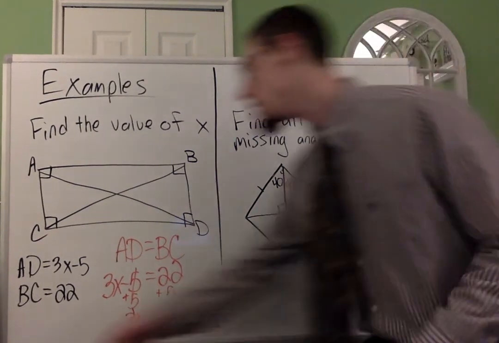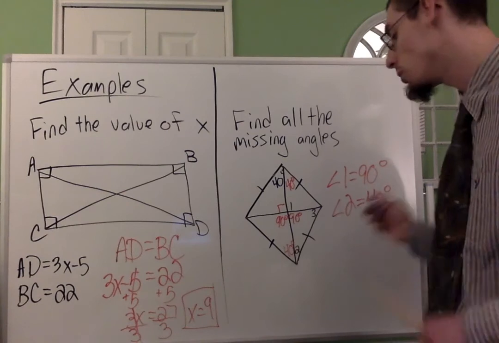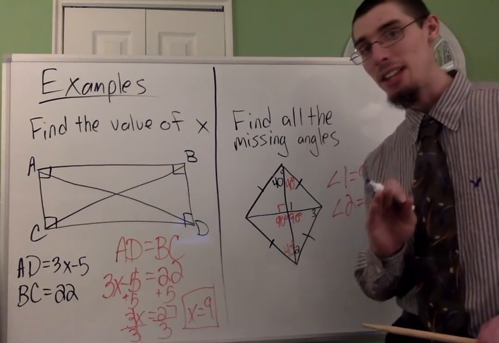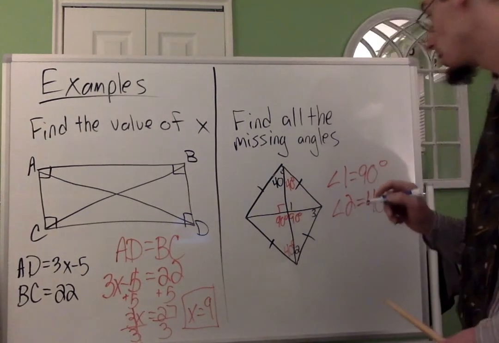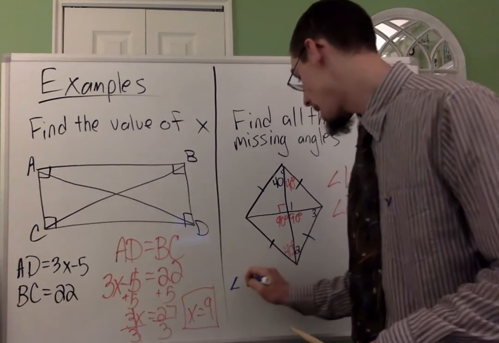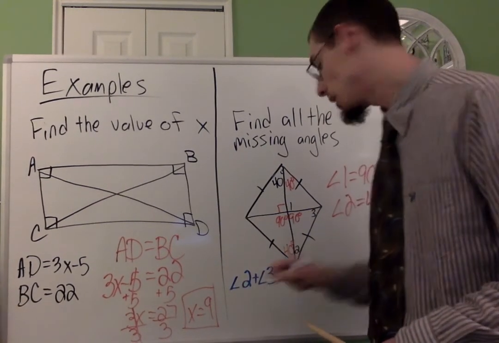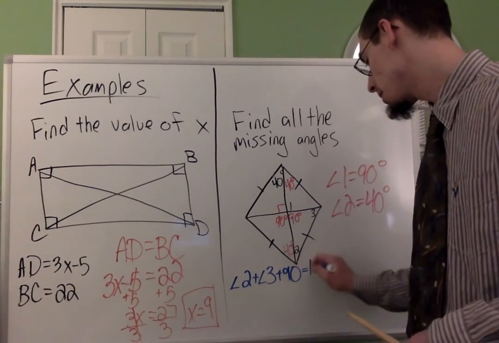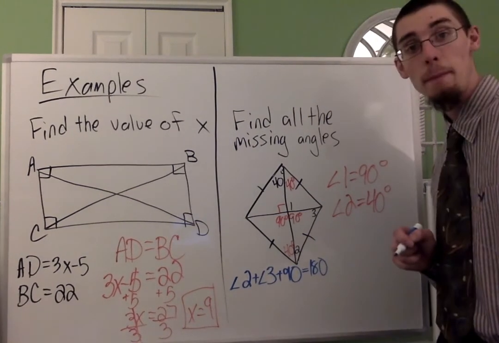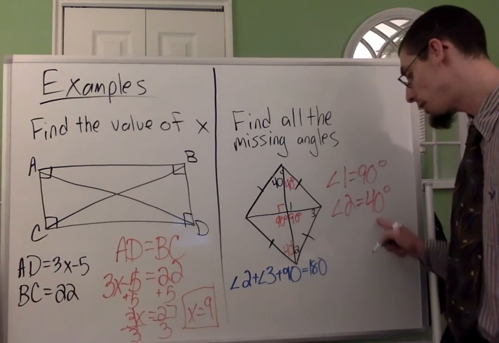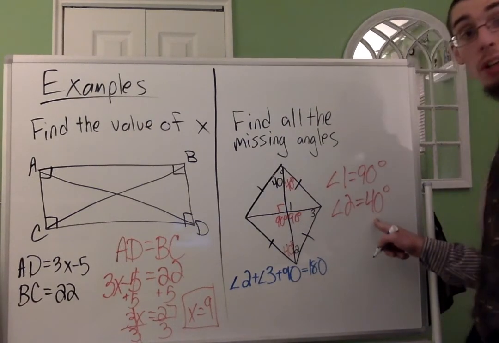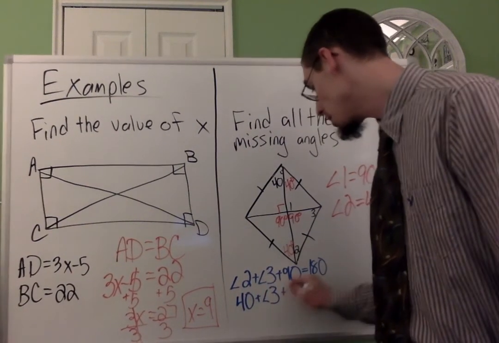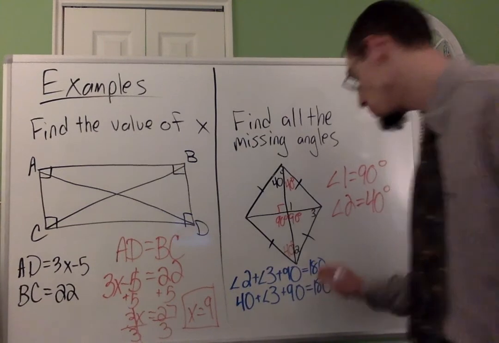You have angle 2, you have angle 3, you have 90 degrees. Well, what do we know about all 3 angles in a triangle? They add up to 180, right? So I can say this for sure. So what is this? Angle 2 plus angle 3 plus 90 degrees equals 180, right? Well, didn't I just figure out what angle 2 was? Angle 2 is 40. So I'm going to put a 40 here, plus angle 3, plus 90, equal to 180.